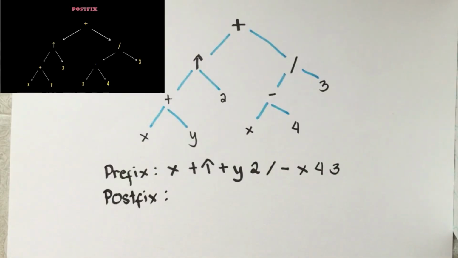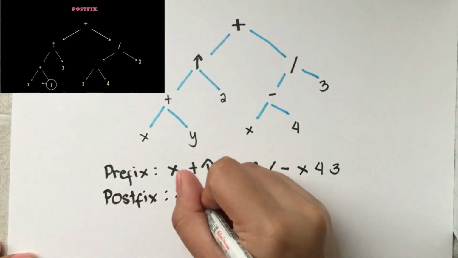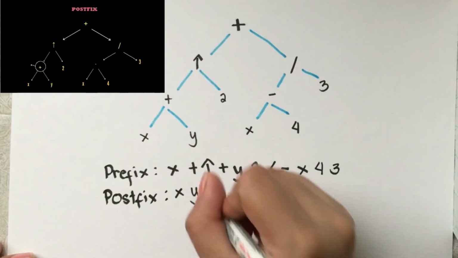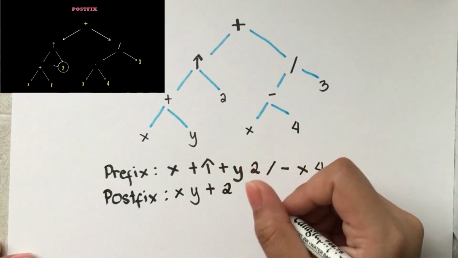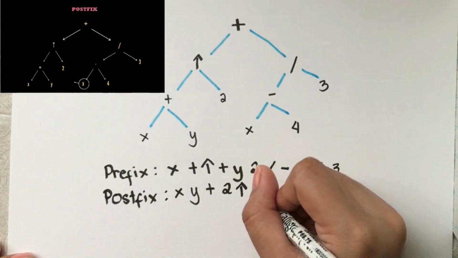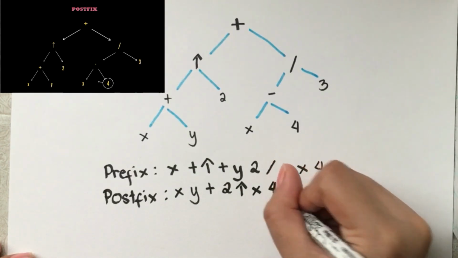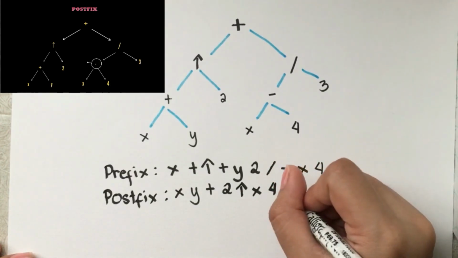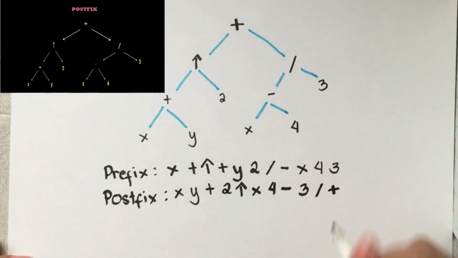For the postfix, we begin by traversing x in post-order, y in post-order, then plus operator in post-order, then 2 in post-order, continues to a power in post-order, then traversing x in post-order, then traversing 4 in post-order, then the minus operator in post-order, traversing t in post-order, and so on until it ends by visiting the root.